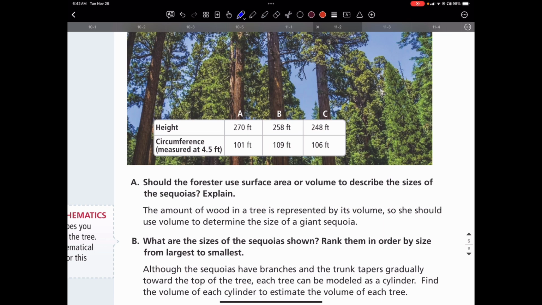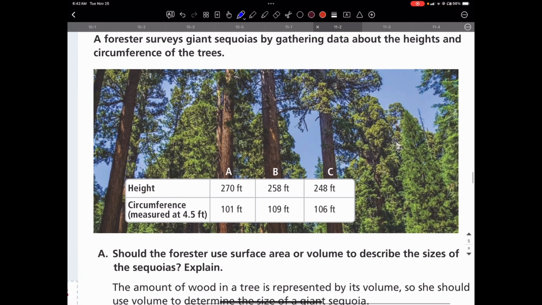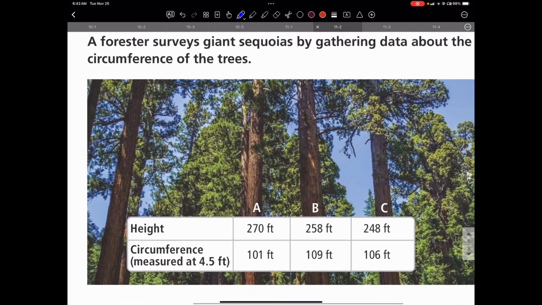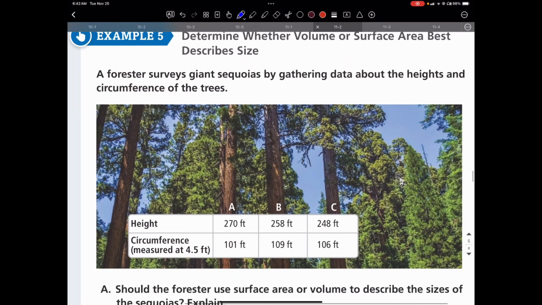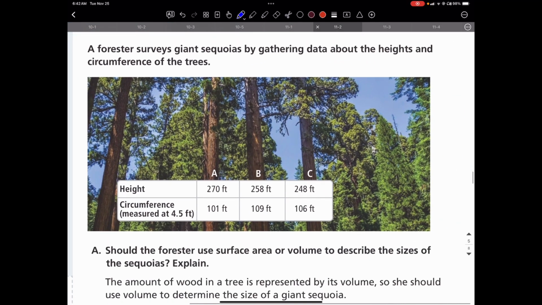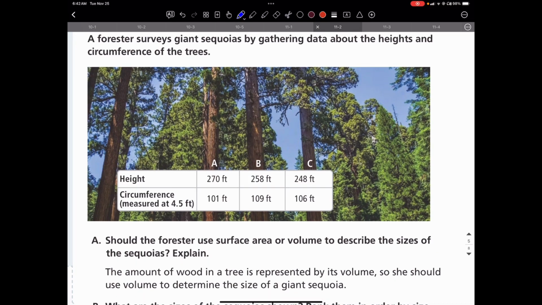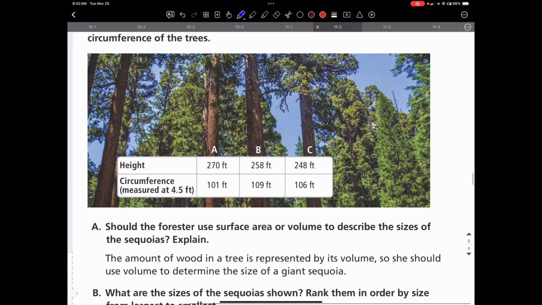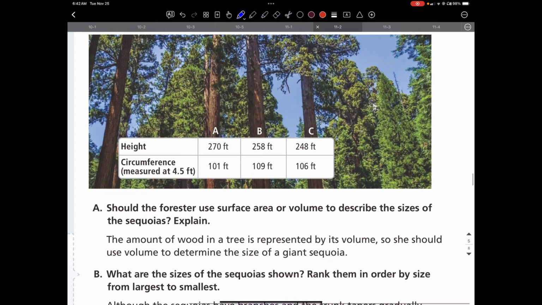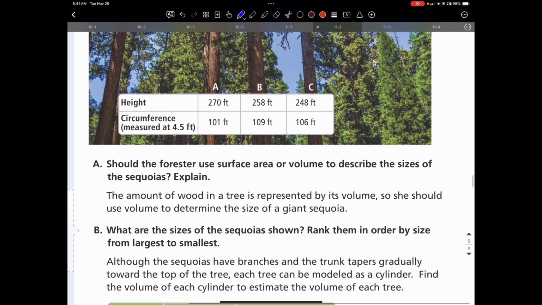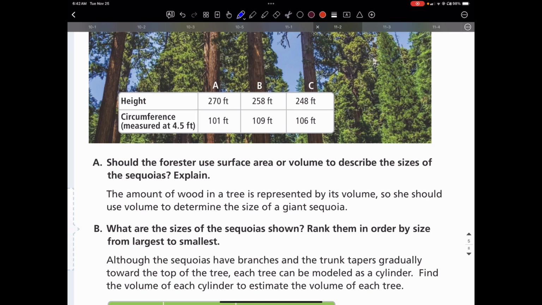Now, I know you can't really tell by this illustration, but those trees are huge. You might be used to seeing pine trees that look similar to that, but take that pine tree and multiply it times 10, and then you'll get one of those sequoias, right? Notice the height, 270 feet. Notice the circumference, 101 feet across. That's crazy. So what are the sizes of the sequoia shown? Rank them in order by size from largest to smallest.